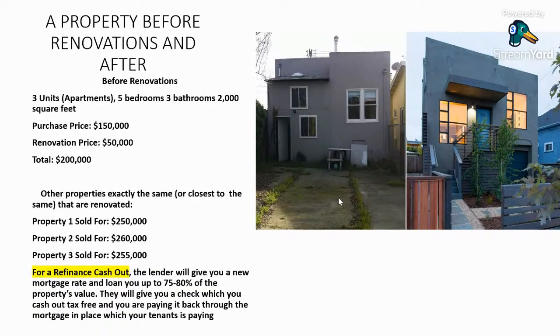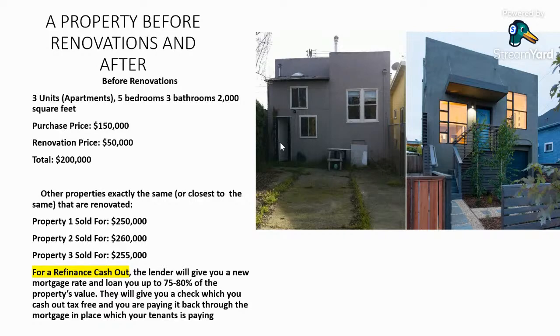So for a refinance cash out, as you see at the bottom on YouTube, the lender will give you a new mortgage rate and loan you up to 75 to 80% of the property's value, which I already went over. They will give you a check which you cash out tax-free, and you are paying it back through the mortgage in place with your tenants paying.